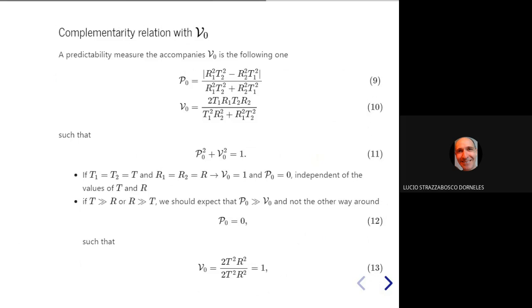If you have the transmission much greater than R, you have almost all the quanta going through the way up, or if you have a reflection much greater than transmission, you have the way down. But if you look, you expect that predictability is almost 1, right? You have almost all the quanta going through the one way. So these expressions give us a wrong idea about the complementarity relations.